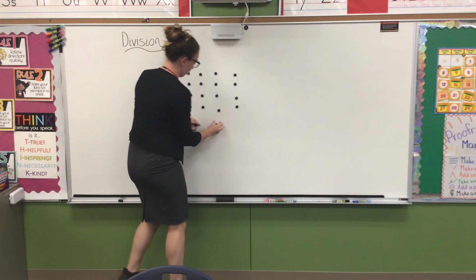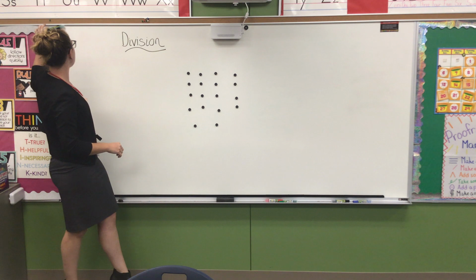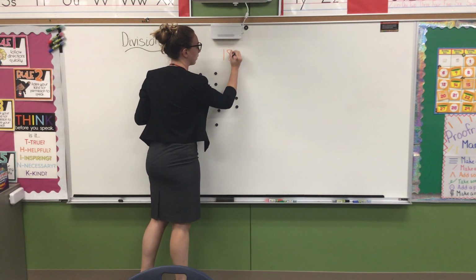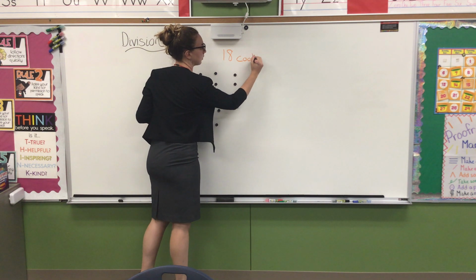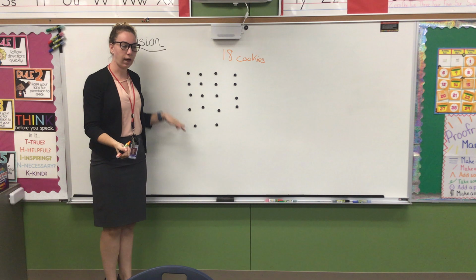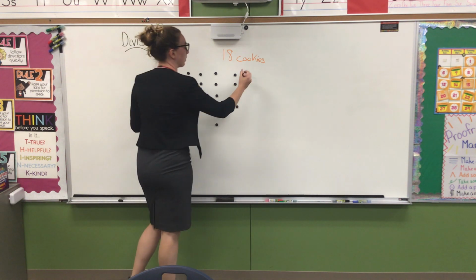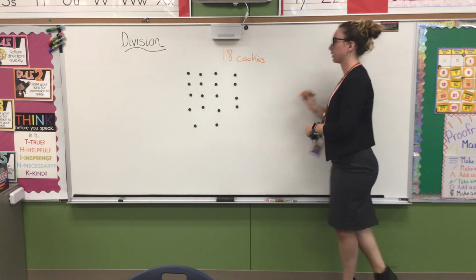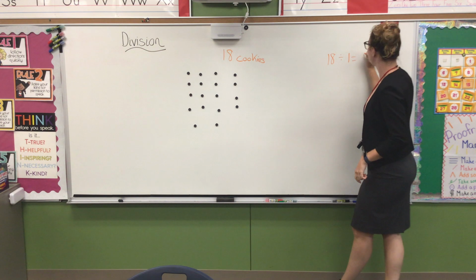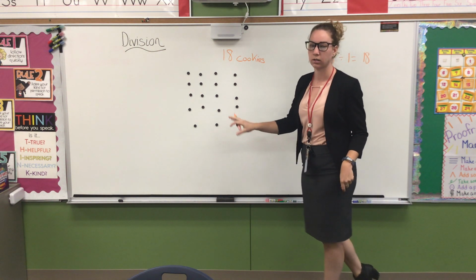Alright, so we got 18 cookies up on the board right now. If I'm working with the number 18, and we have 18 cookies, how many groups are there right now? There's one. Because 18 divided by 1 means there's 18. See, one group, there's all 18 cookies.